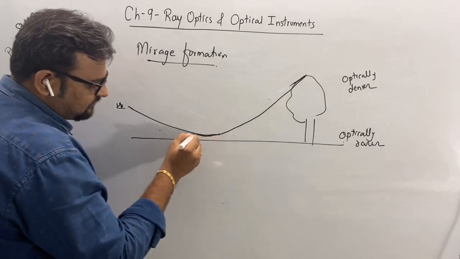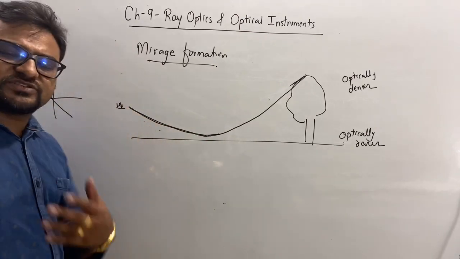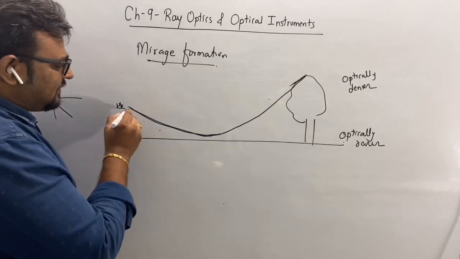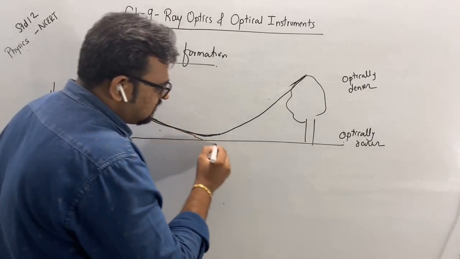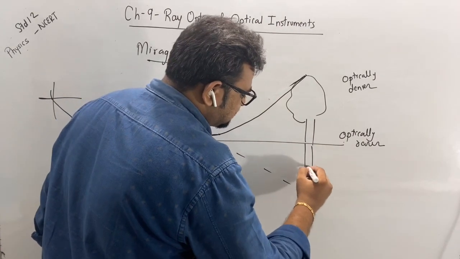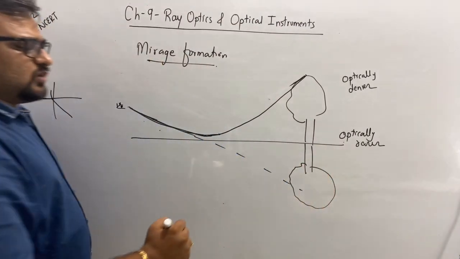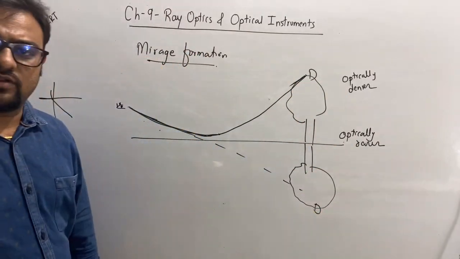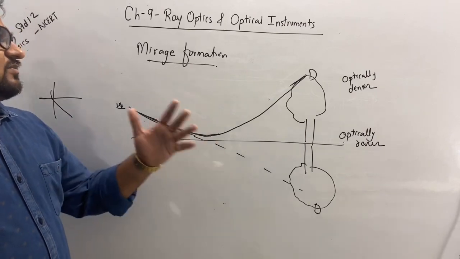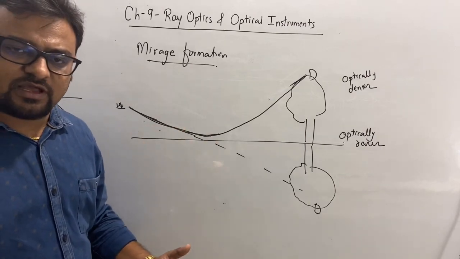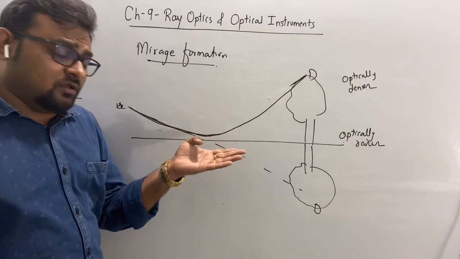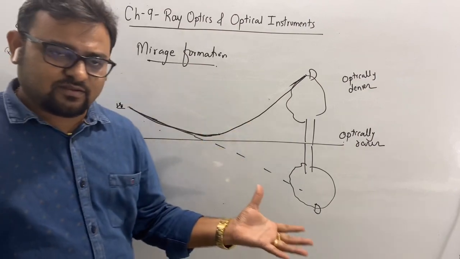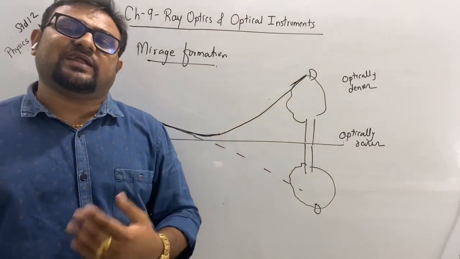So what will happen? Like this way. Now our eyes perceive light as traveling in a straight direction. So the image is found to be in this way. Clear, this point D, and it will appear at that point. Right? This is mirage formation. Clear, because the air that is in contact with the ground is hot, so that is optically rarer, and the air above is optically denser, right?